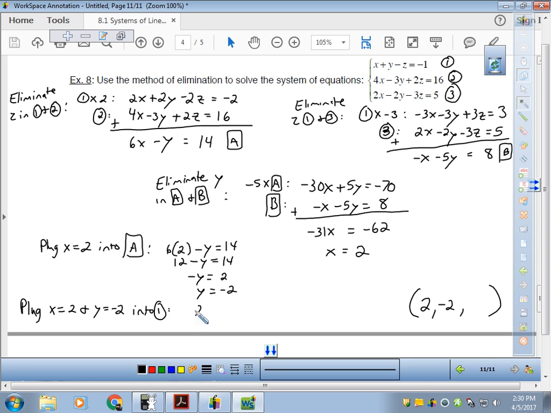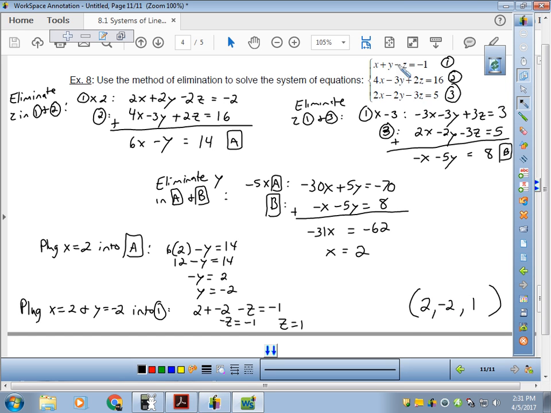So I'm going to have 2 plus negative 2 minus z equals negative 1. A positive 2 and a negative 2 cancel, so I really just have negative z equals negative 1. Divide by a negative, and I end up with z equals 1. So this looks like my answer.